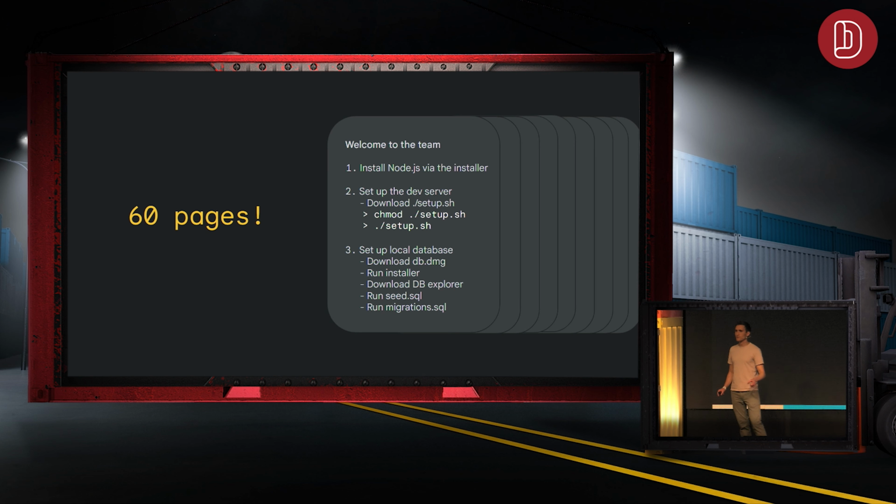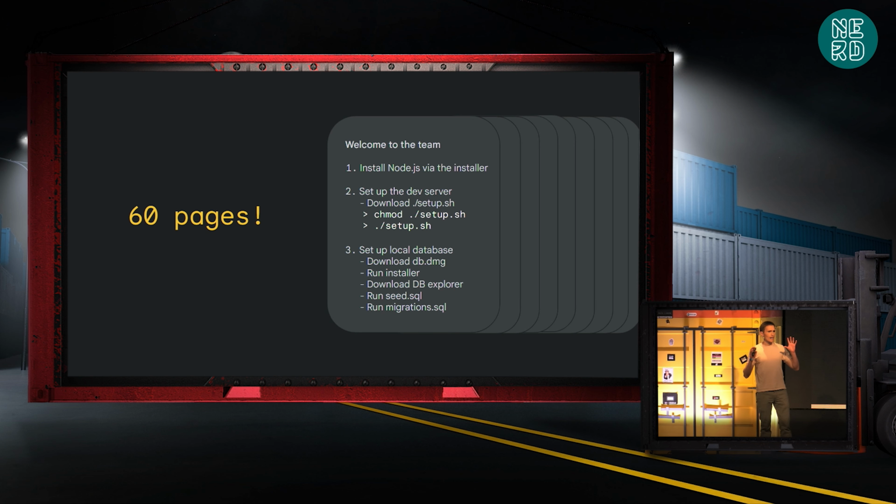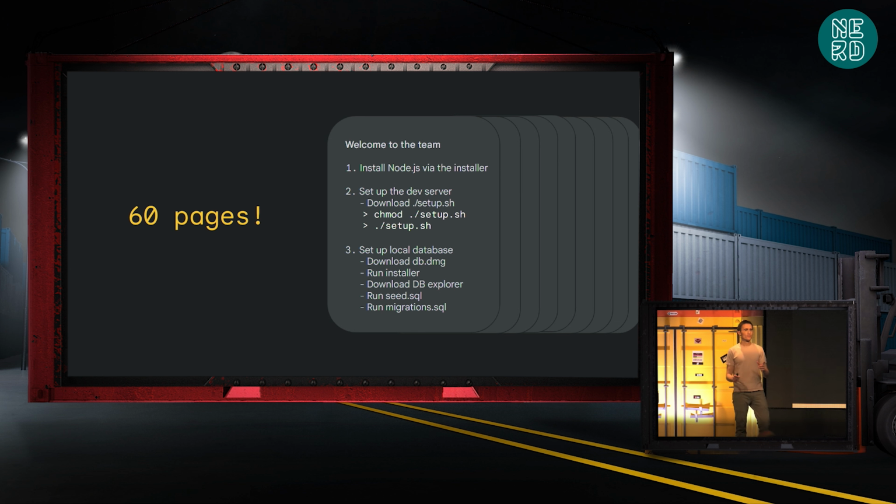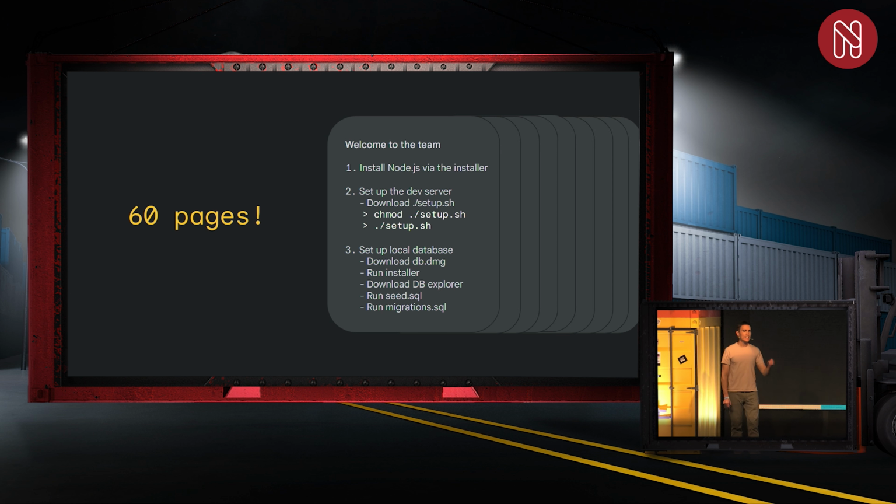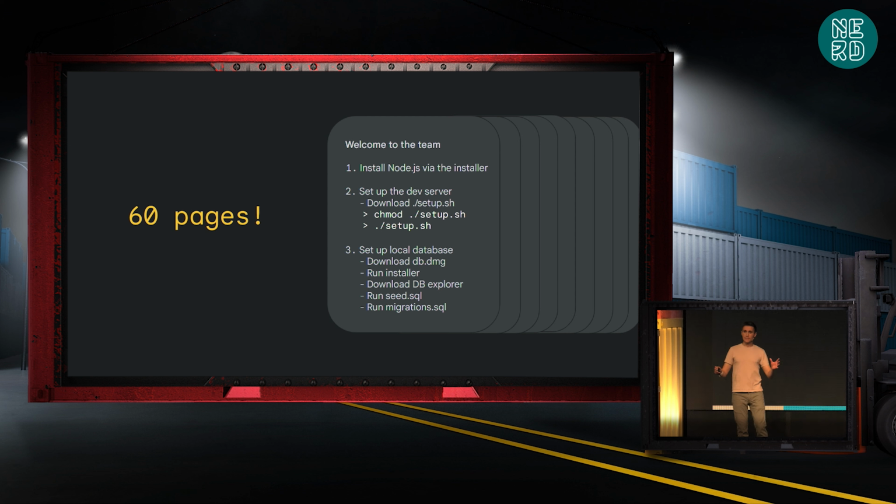So when I first started with development, I had this new job. And the very first thing we had to do is set up our dev machines so we could actually commit code to the app. And they gave us a document that was 60 pages long. And by the end of it, you would have a working development machine.